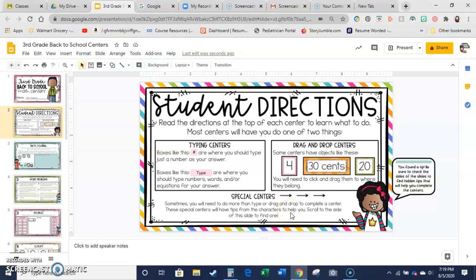Scroll to the side of this slide to find one. You found a tip. Be sure to check the sides of the slides to find hidden tips that will help you complete the centers.